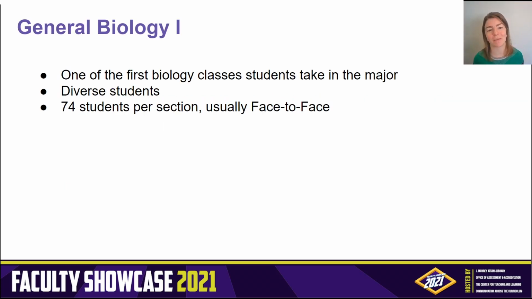So just a little bit of information about the class that I worked on. It's General Biology 1, one of the first classes a biology student takes within the biology major. Really diverse set of students in all ways. It's a really large class, but it's broken into multiple sections of about 74 students per class, and it is typically taught face-to-face, although I worked on this assessment for an online class.